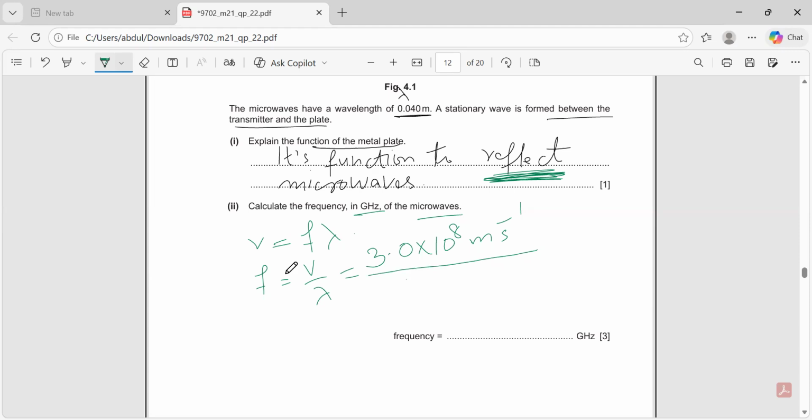Now wavelength is already given to us, my dear sons. So 0.040 meters, and units are already system international units, so no problem at all. So simply we will calculate it and we will be getting the answer. So when we are calculating it, answer comes to be 7.5 times 10 raised to power 9 hertz, and 10 raised to power 9 means, my dear sons, giga. So simply here write 7.5 times 10 raised to power 9. No need to write hertz because it is already in gigahertz.